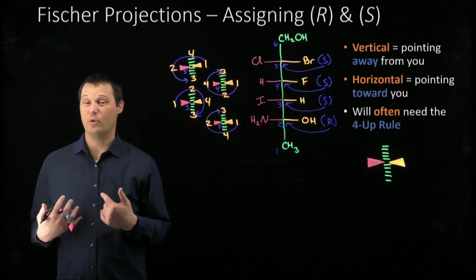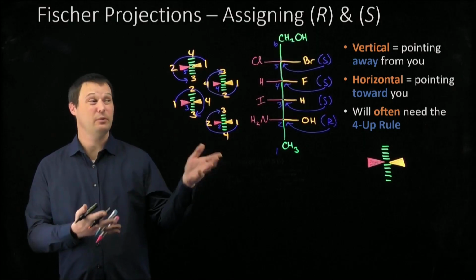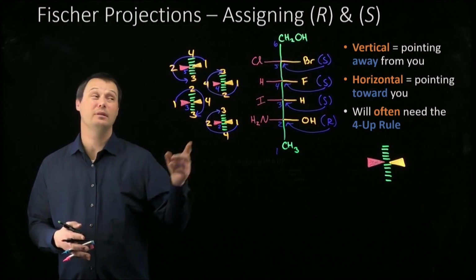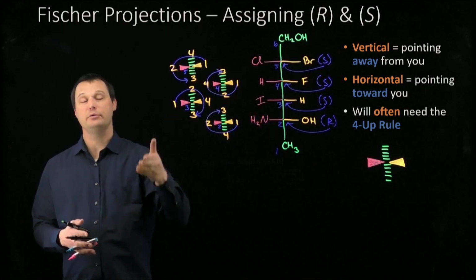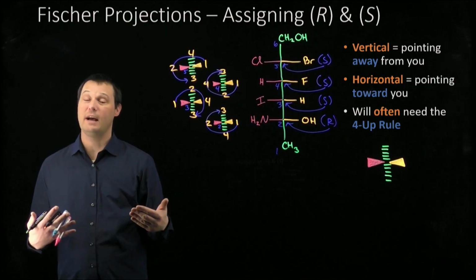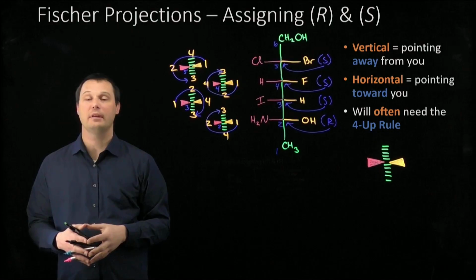That's why I like the more reliable method, and really the only thing Fischer projections are good for: draw it in the line angle structure version first. It's very easy to convert a Fischer projection into a line angle structure. I have an entire video dedicated to exactly that topic that I'll link to down below.